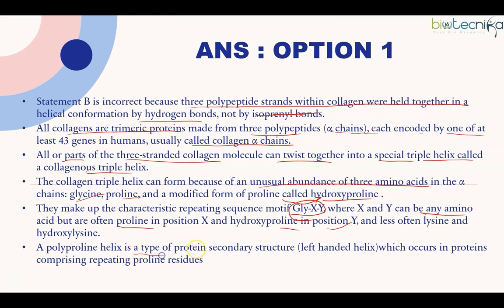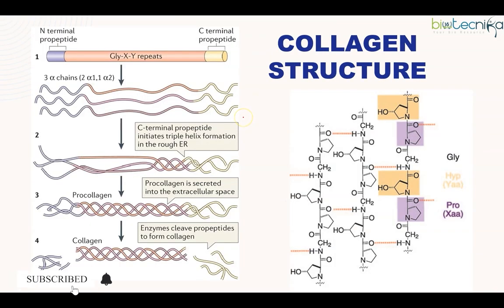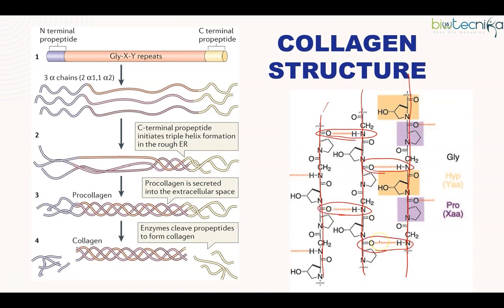A polyproline helix is a type of protein secondary structure, a left-handed helix which occurs in proteins comprising repeating proline residues. Since this has a very high composition of proline residues, that's why it's the right answer. Here you can see how the three chains of collagen are associated with hydrogen bonds. You can see that they have intermolecular hydrogen bonds. Because of the high concentration of proline residues and since it is left-handed, they resemble the type 2 polyproline helix, and the three chains are linked together to form a triple helix.